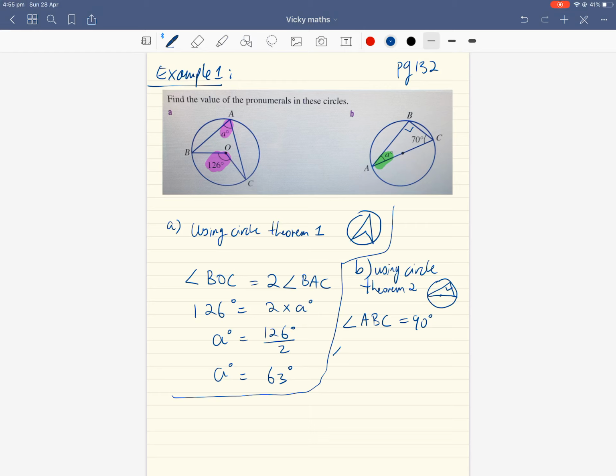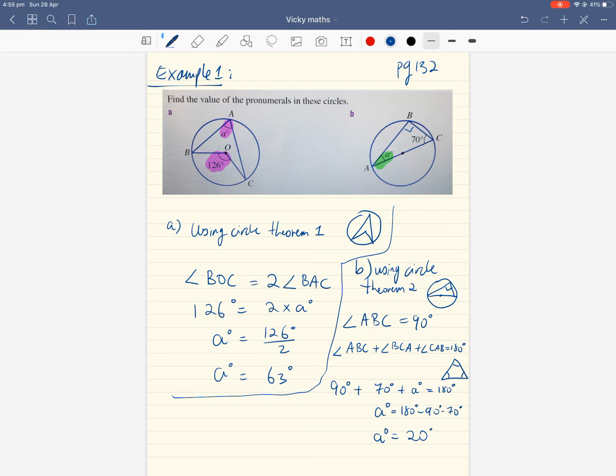So we know that angle ABC plus angle BCA plus angle CAB must equal 180 degrees. Why? Because remember that symbol, the sum of all angles in the triangle. So ABC is 90 degrees, BCA is 70 degrees, and CAB is what we want to find. A degrees is 180 degrees, so in other words, A is 180 minus 90 minus 70. So A degrees must be 20 degrees.